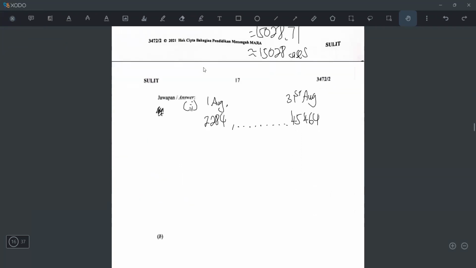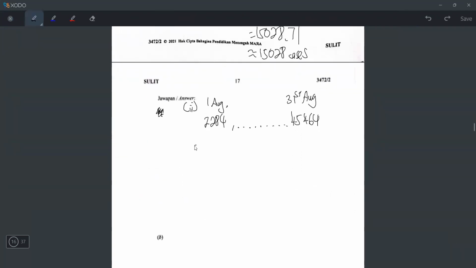So how to find the R? Okay, I know my A. I have two pieces of info, right? T1 is 2284. This one is T31. Okay, it's T31 because it's 31 August. So 45464. So my A is 2284, but I don't know my R. Okay, but it's okay, I can find. So this is geometric also.